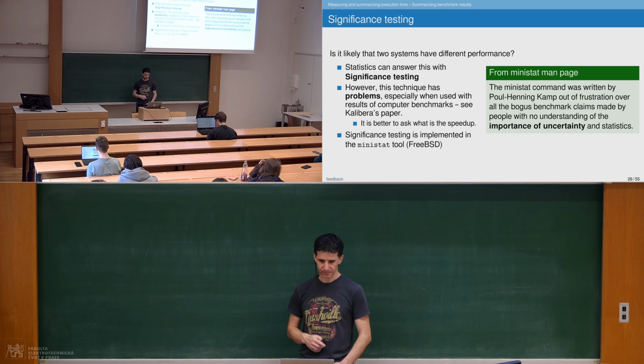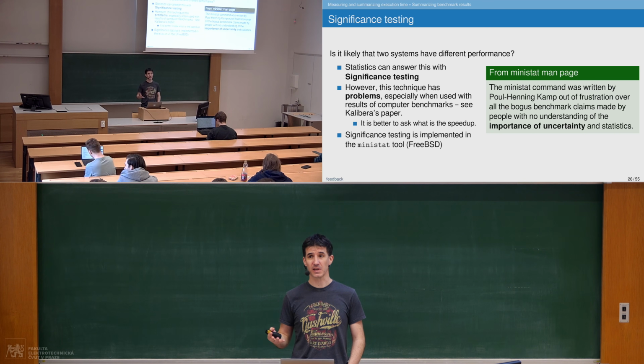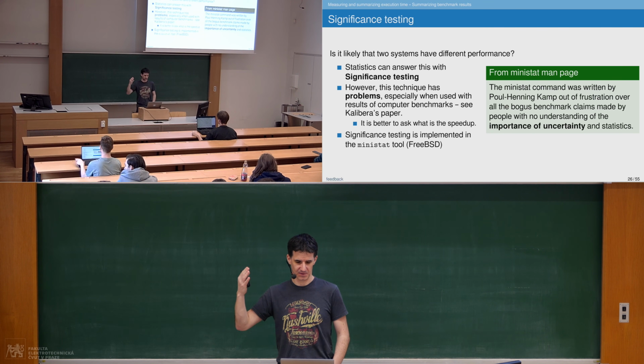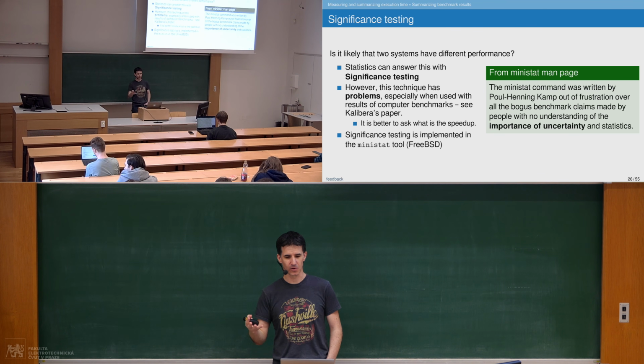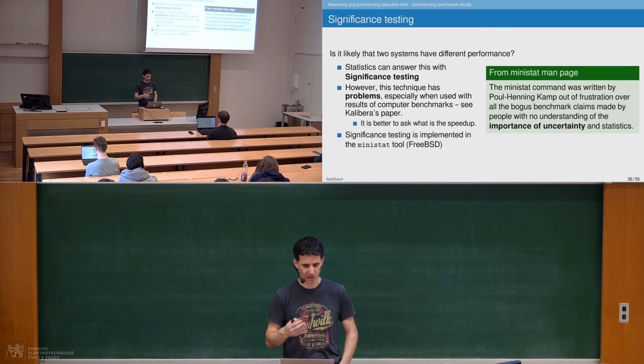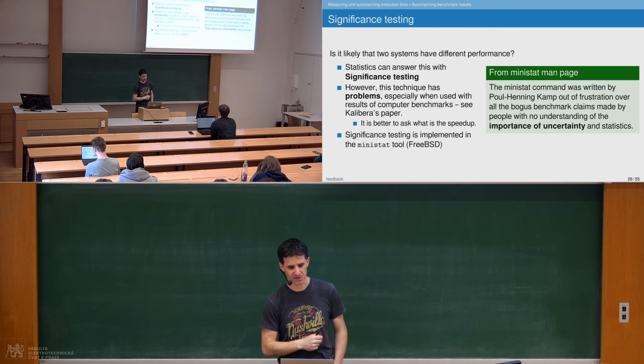So significance testing just answers the question: even though it looks like my program is now faster, is it possible that it is just a coincidence, and that the statistics tell us there is actually no speedup? And so there is a statistical theory.